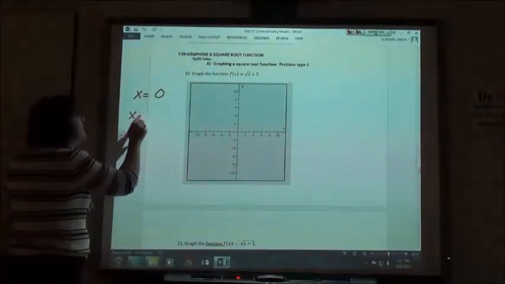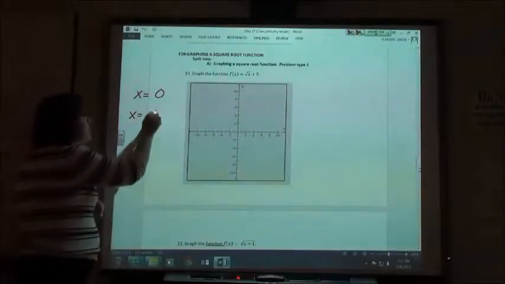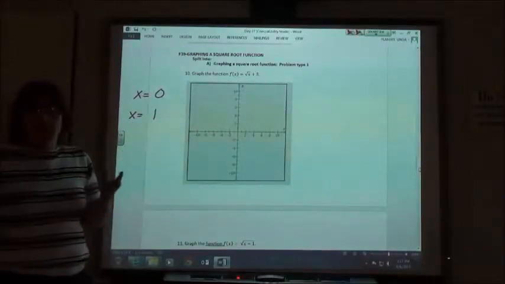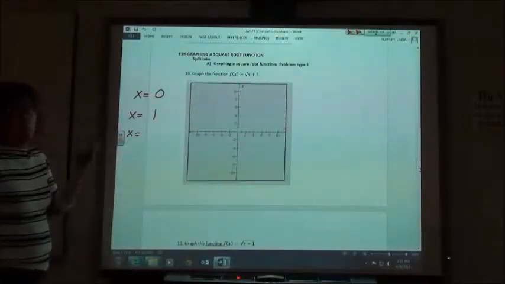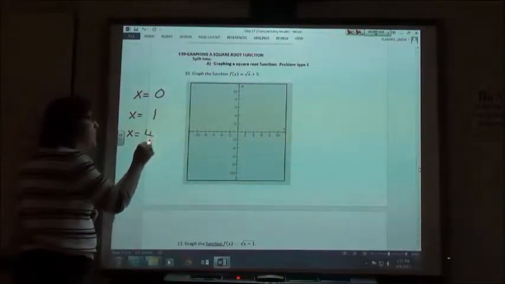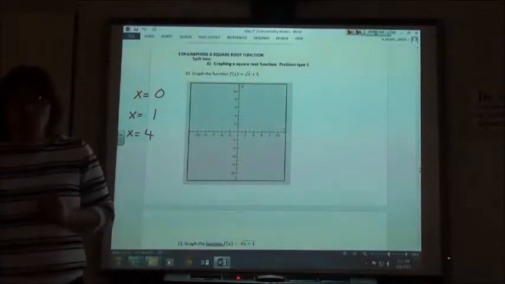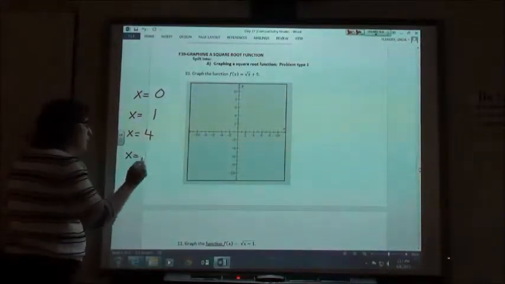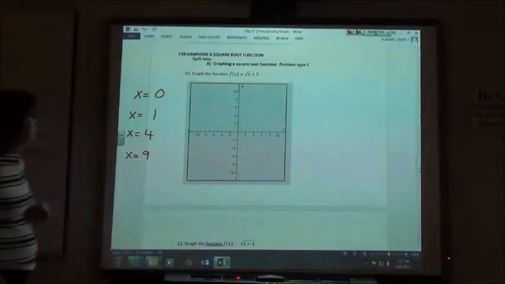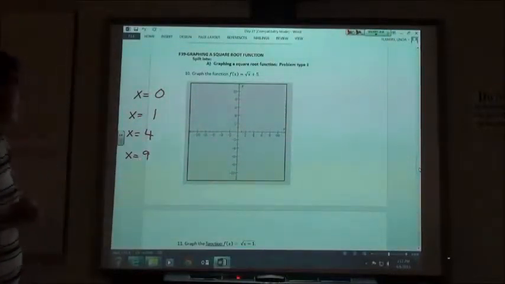The next perfect square is 1. I can do the square root of 1. The square root of 1 is 1. My next perfect square, 2 squared is 4. Square root of 4 is 2. My next perfect square, 3 squared is 9. 3 times 3 is 9.